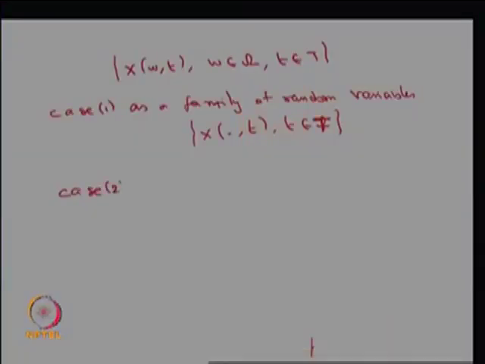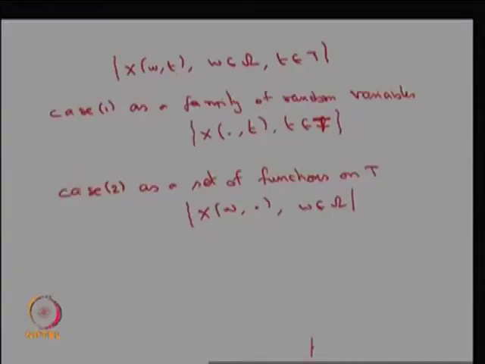The next one, case 2, is nothing but a set of functions on capital T, that is, a collection of X(ω, ·) for ω belonging to Ω. That means I have made a function on capital T, and once I fix one ω, I have one function, and if I fix another ω, where ω is nothing but a possible outcome, it creates a different function. Therefore, I can create a stochastic process X(ω, t) either by fixing a t or by fixing the ω. Accordingly, I have two different ways of creating a stochastic process.